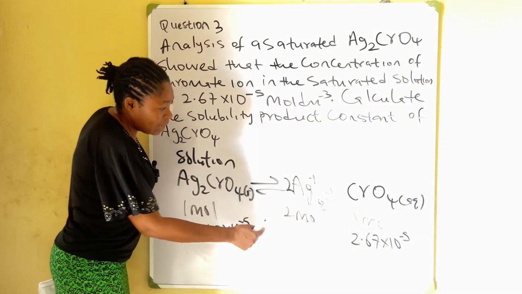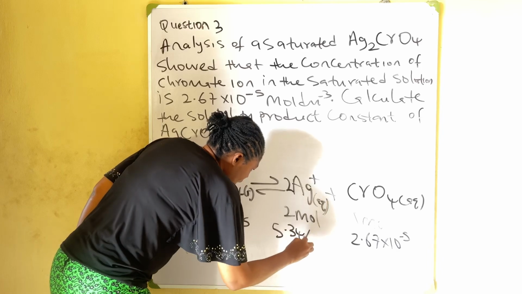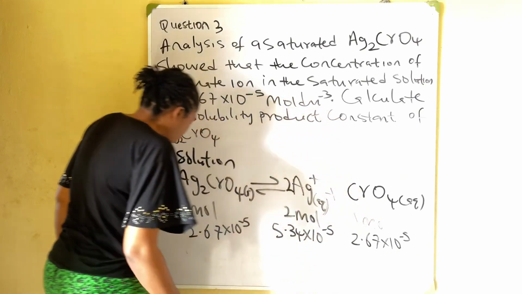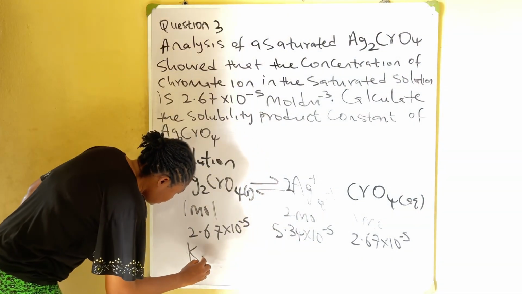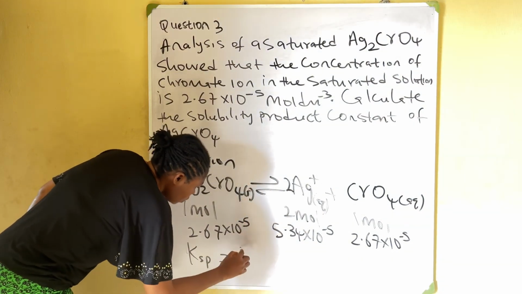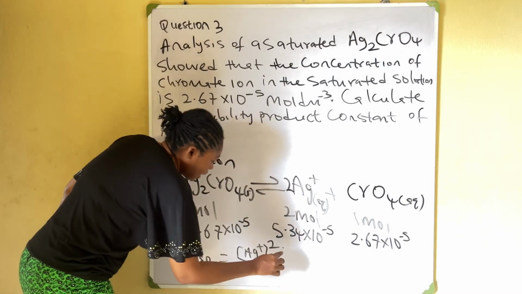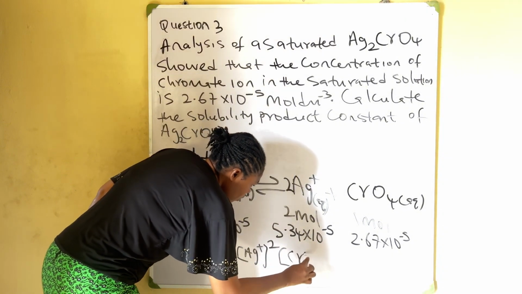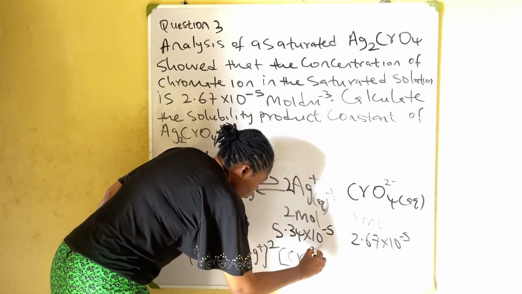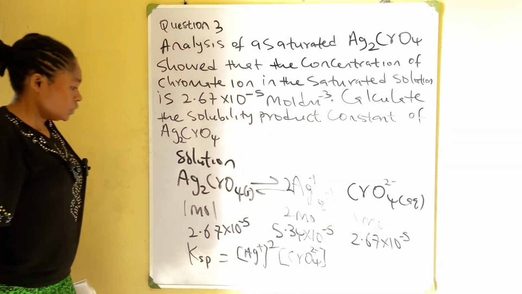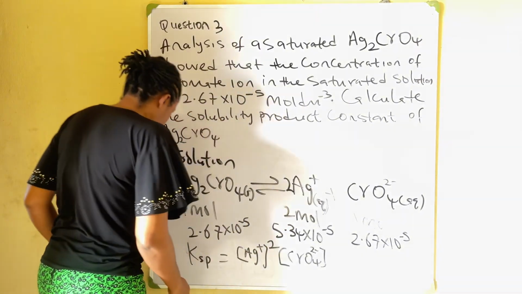2 times 2.67 times 10 raised to the power minus 5 will be giving us 5.34 times 10 raised to the power minus 5. So I'm going to write the solubility product constant equation. So we have Ag plus raised to the power of the coefficient 2 times chromate ion CrO4, oh, so this is 2 minus. So having written that, we're going to substitute these values into this equation. So Ksp.